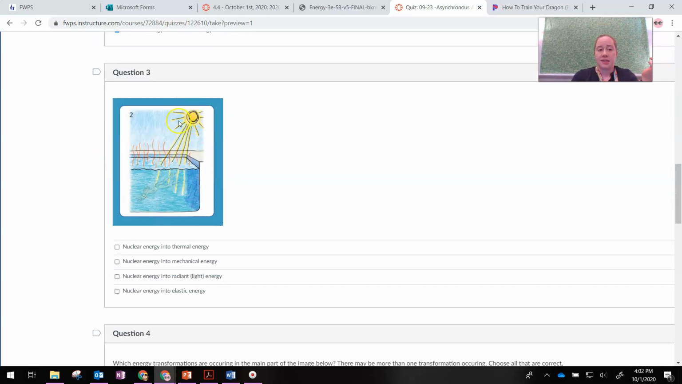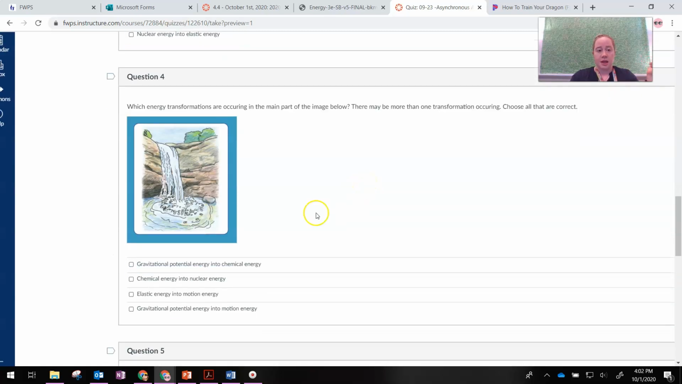This one, we have the sun, which is nuclear energy, which is why all of these start with nuclear. The sun transforms nuclear energy into thermal and radiant energy. There is no mechanical energy in this picture, and there is no elastic anything in this picture, so we know those are not the best options. This next one is really only gravitational potential energy into motion energy, because there's no elastic and no chemical energy in this picture. It's pretty much just water getting to the edge of the rock, and because of its gravitational potential energy, when it goes over the edge, it falls, which is motion.